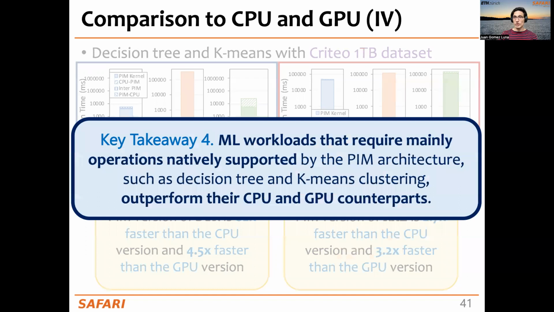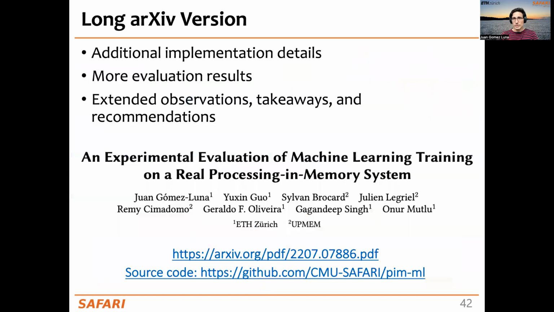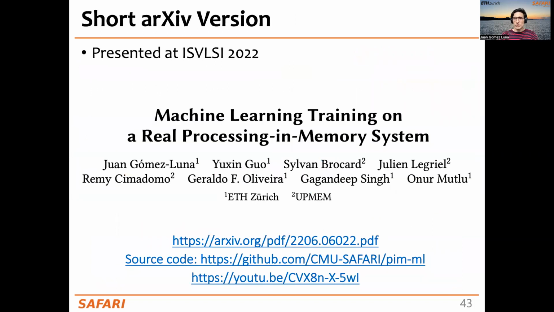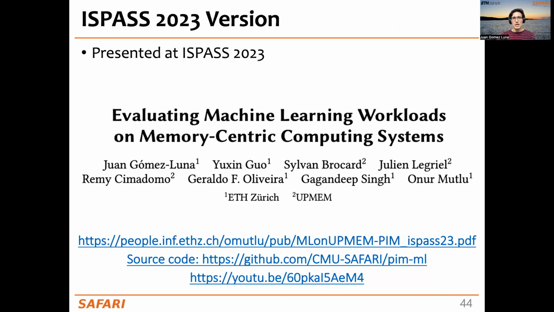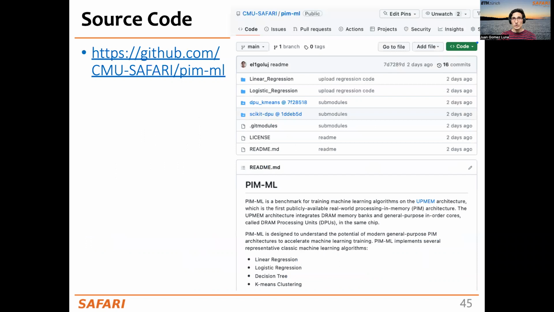So key observation number 4 is that ML workloads that require mainly operations that are natively supported by the PIM architecture, such as decision tree and k-means clustering, outperform their CPU and GPU counterparts. You can find all details about this work in the long archive version, but you can also access a shorter archive version where we just provide the most relevant takeaways, observations, and recommendations. The IPDPS 2023 version is linked from this slide, and the code is also publicly available in our repository.